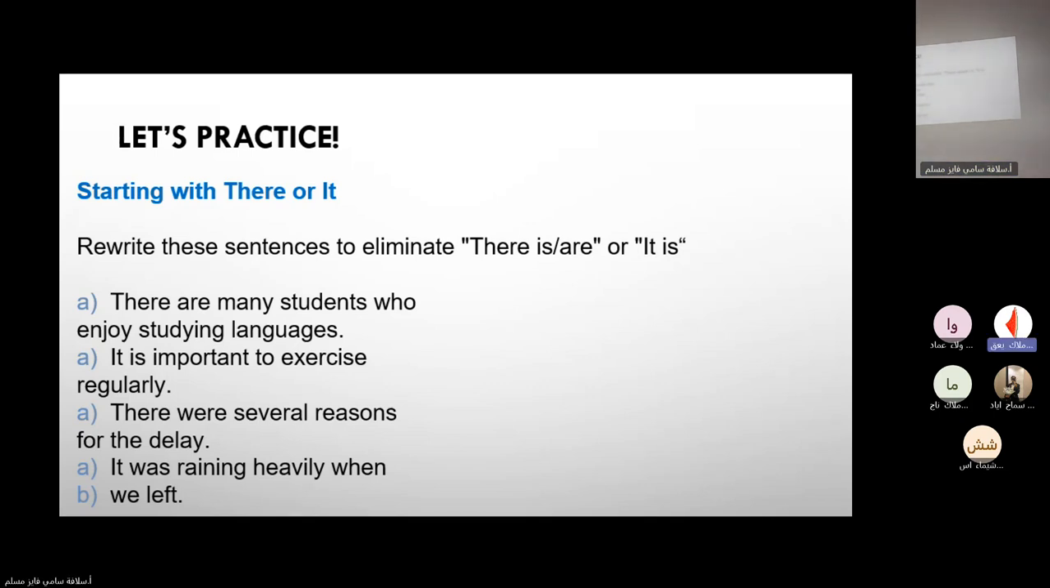There are many students who enjoy studying languages. Many students enjoy studying languages. Very nice. ولا الأونلاين. Okay, it's important to exercise regularly. Let's say exercising regularly is so important. Oh, it's important. Exercising regularly is important.